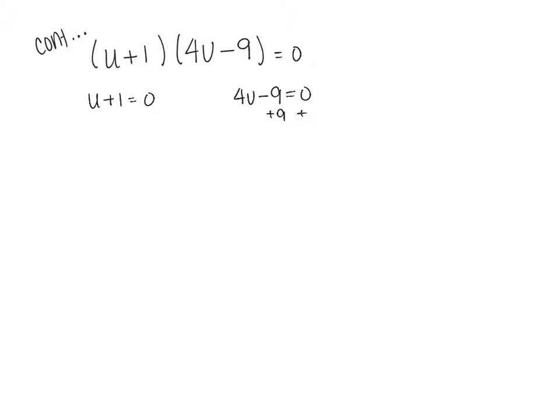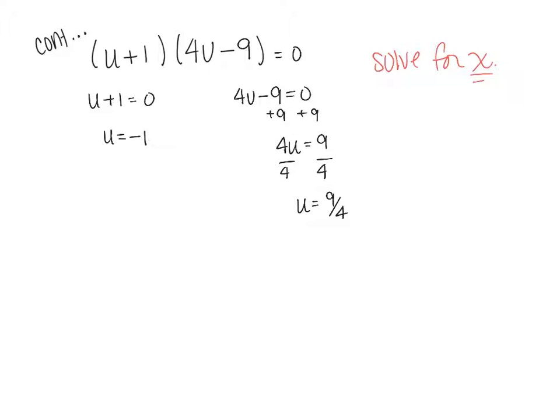So add 9 to both sides. Okay, so there's your first answer, 9 over 4. And then this one gives you negative 1. Now remember, the directions said to solve for x, not u, x. So the very last part is going to be back sub. So I now need to replace every u with an x squared. And then I'll finish out solving them.